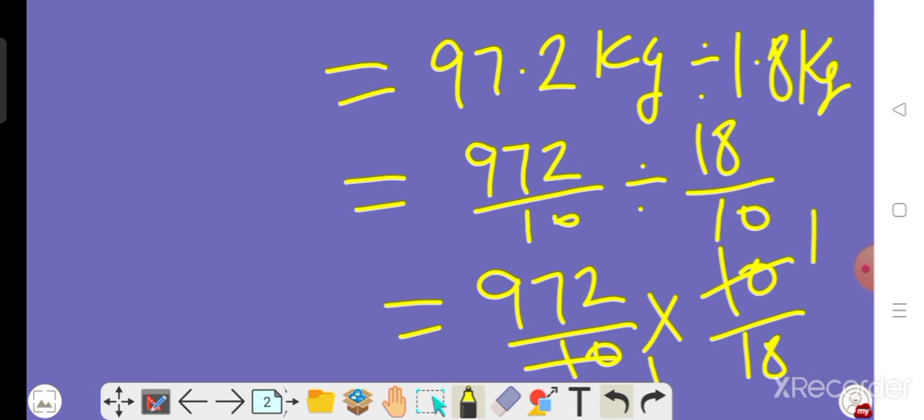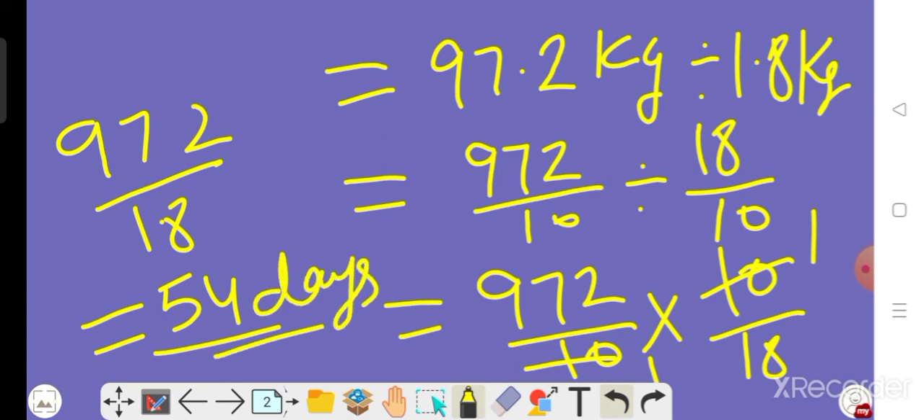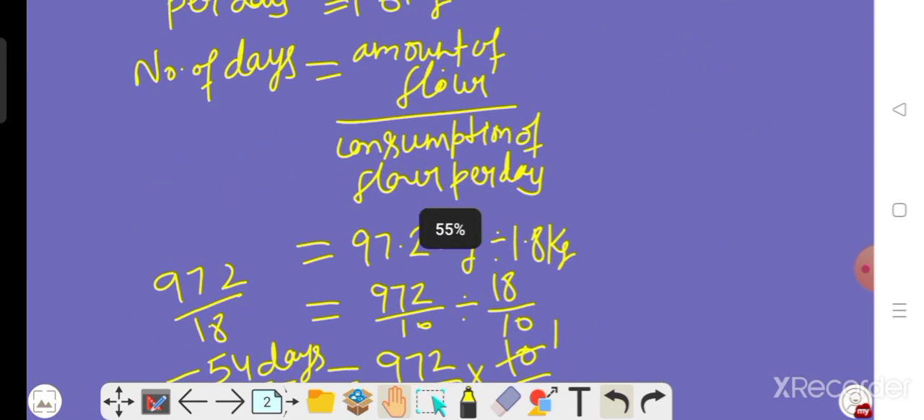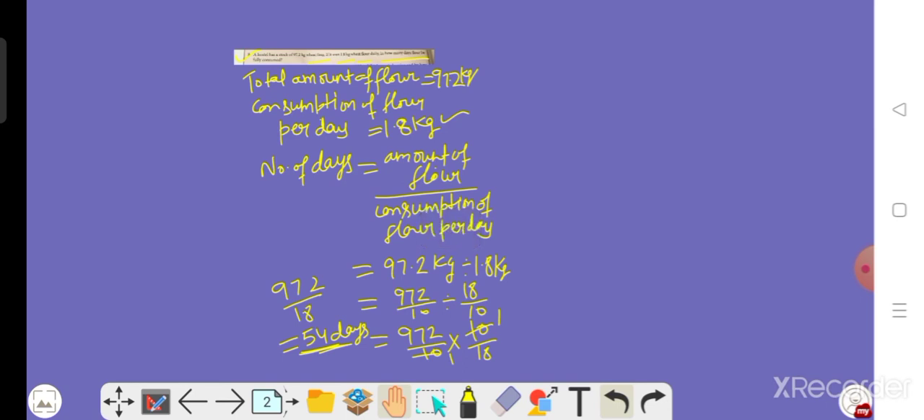When you divide 972 by 18, you will get the answer 54 days. So the total amount of flour in the hostel is consumed in 54 days. I hope you will get it. This is the solution of your question number 8. I hope you will get it.